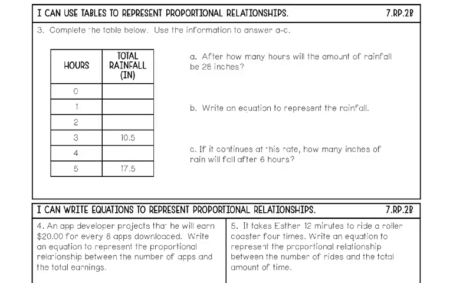Let's look at number 3. It says I can use tables to represent proportional relationships. We're going to complete this table below and use the information to answer A through C. So we'll start by completing the table. We'll assume that the table is proportional and increasing at a constant rate.